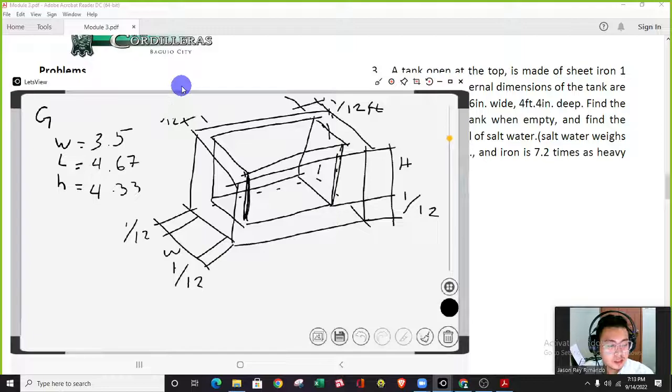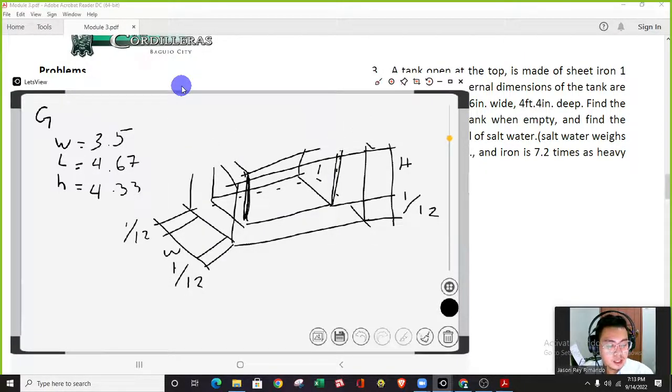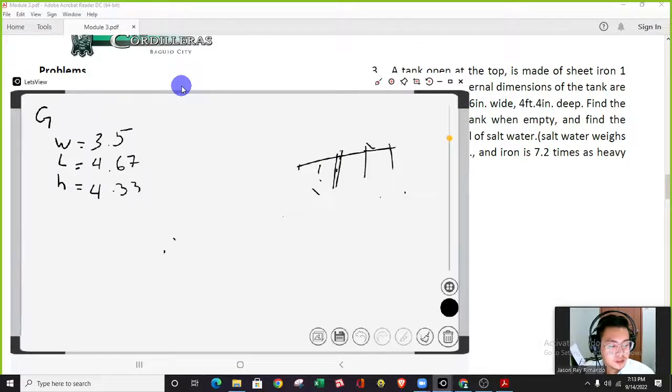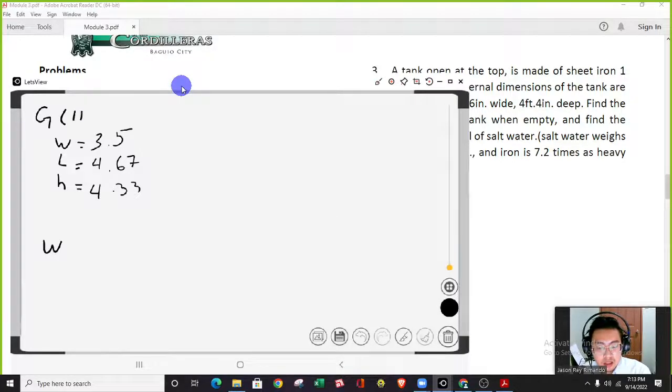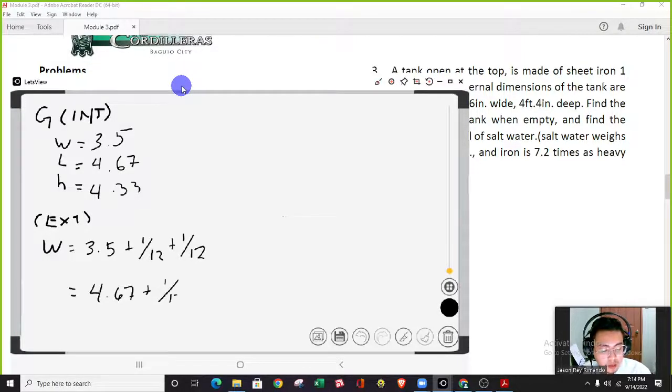Okay? Let's compute. Alam na natin kung anong idadagdag. Parang sabi natin kanina doon sa width. Dito is interior. And ito is exterior dimensions. Okay. Width is 3.5 feet plus dalawang 1 over 12. For your length, same din, 4.67 plus 1 over 12 plus 1 over 12. Then, for your height, isa lang yung idadagdag natin. Okay, 4.33 plus 1 over 12.